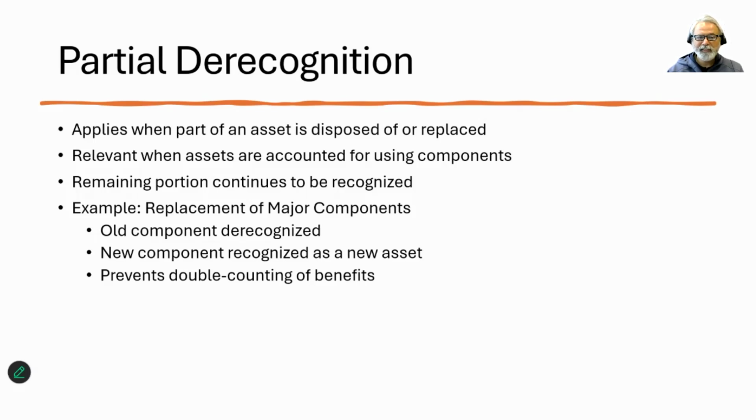So depreciation will need to be reassessed when derecognition or partial derecognition occurs, to make sure that the cost allocation is done based on a systematic allocation.